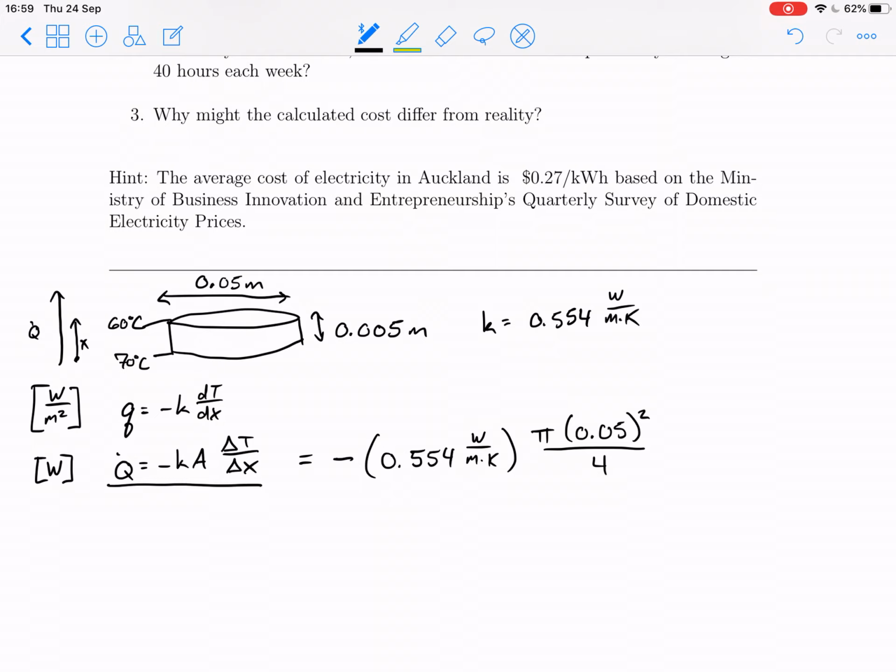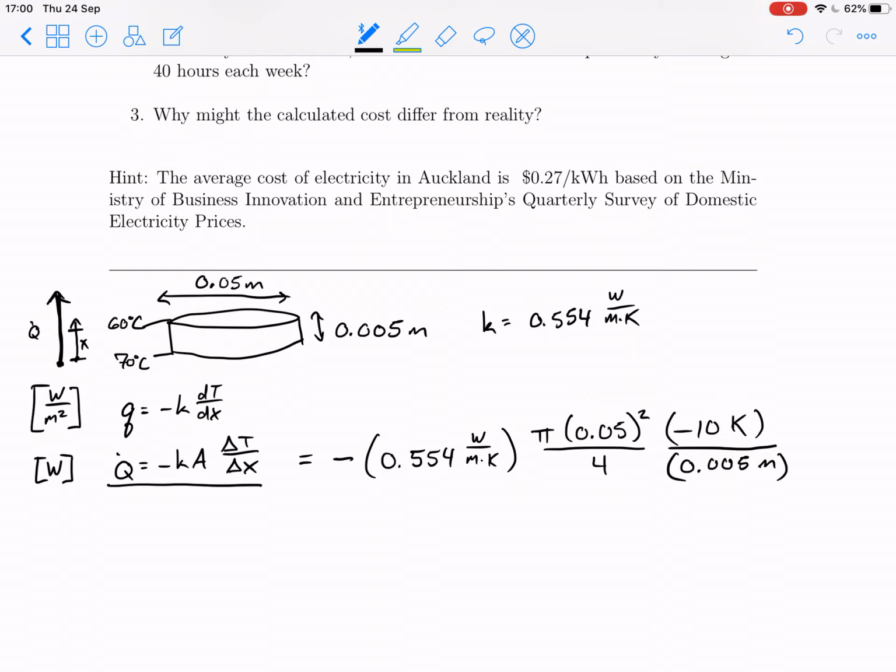Is it positive or negative? Well, since heat is flowing in this direction, it basically means the final minus the initial on our coordinate axis is 60 minus 70. So it's a negative 10 degrees that we plug into here. And our delta x is a positive 0.005 meters because, again, the delta is final minus initial, and so this point is 0.005 and this point is 0, so final minus initial is a positive value in this case.